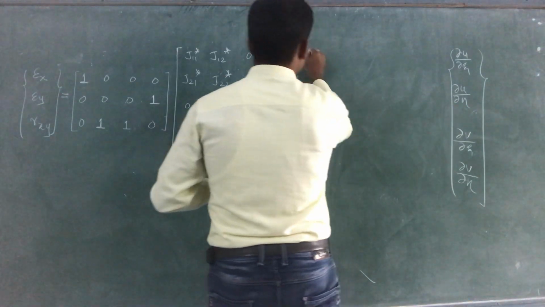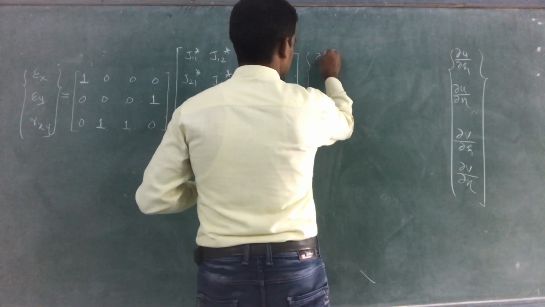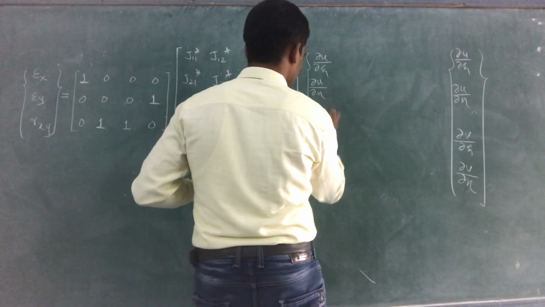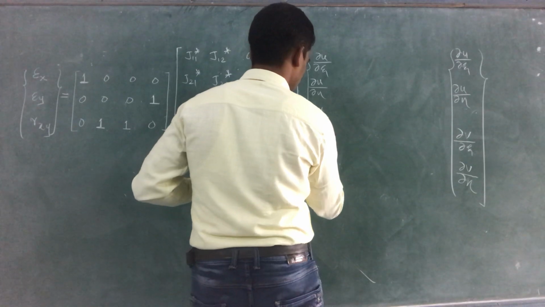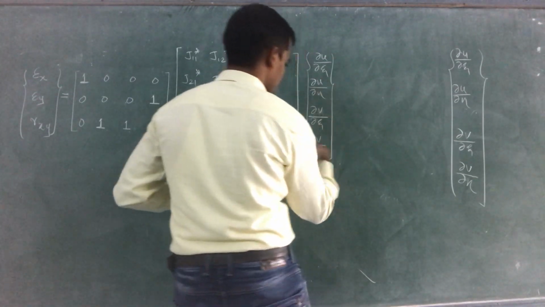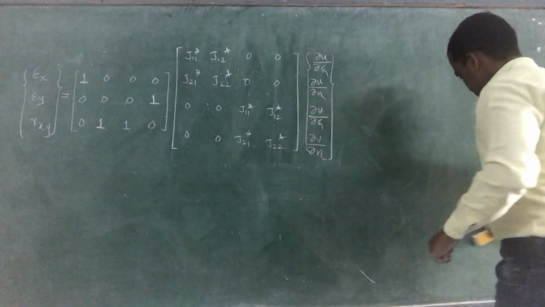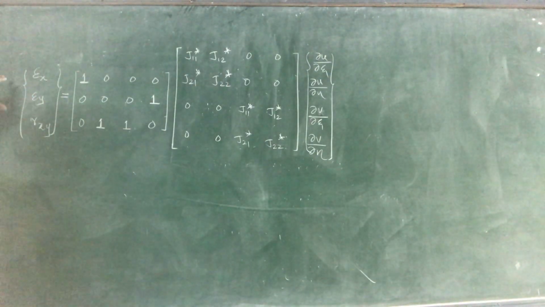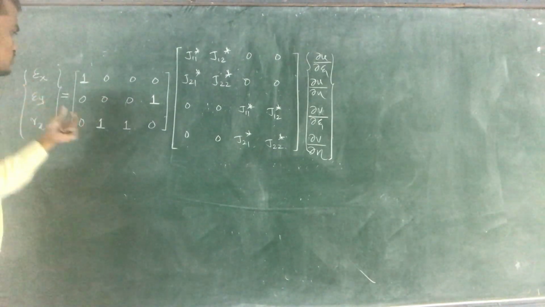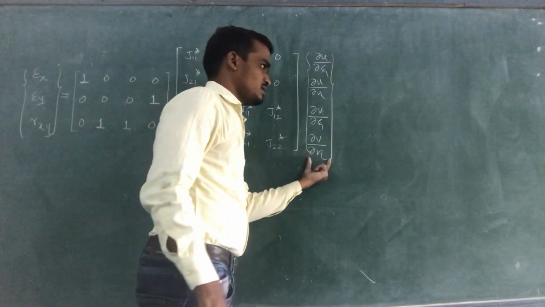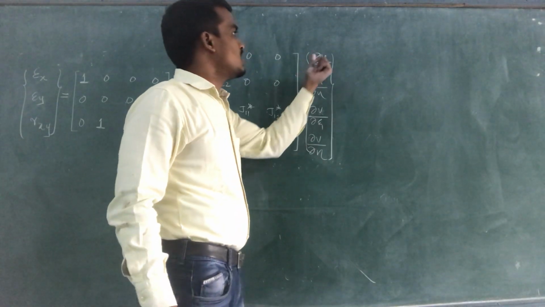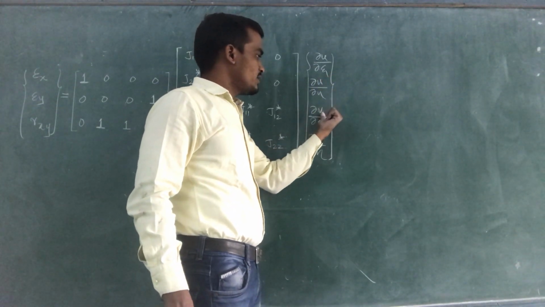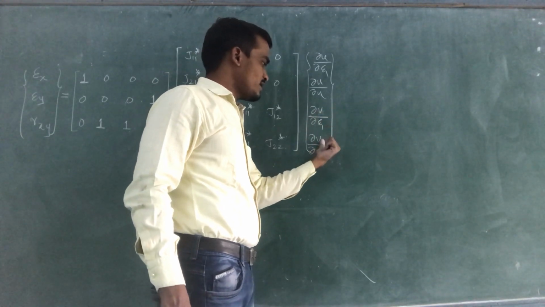We also need to write this vector. This vector can be written as ∂u/∂ζ, ∂u/∂η, ∂v/∂ζ, and ∂v/∂η. In this way, we have written the strain vector. So first, we need to determine the strain vector. The strain vector is equal to this matrix into this vector. The vector is in the form of derivatives of the displacements with respect to natural coordinates: the derivative of the displacement in the x direction with respect to zeta and eta, and the derivative of the displacement in the y direction with respect to zeta and eta.